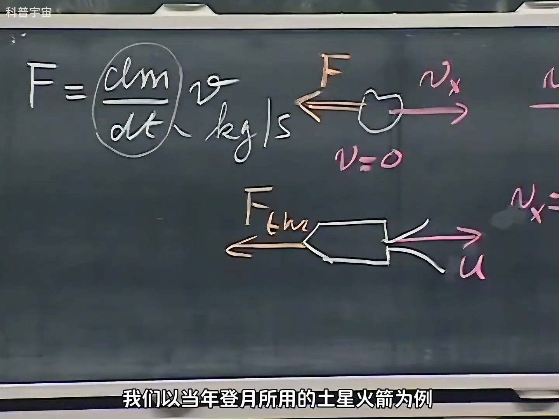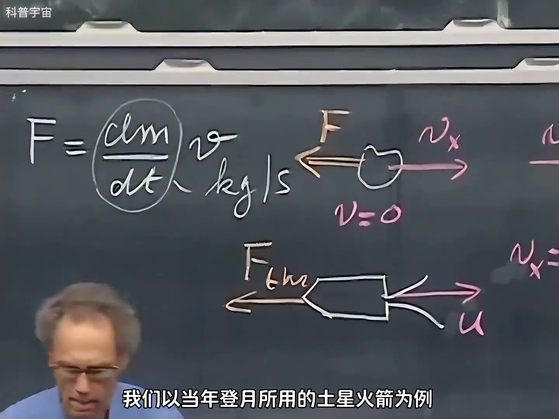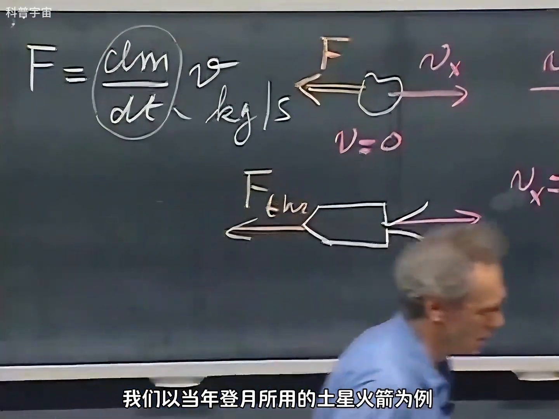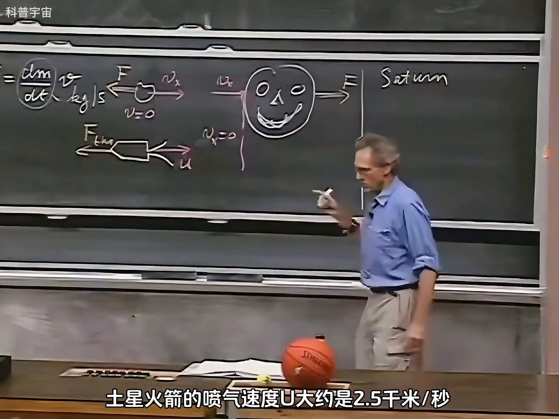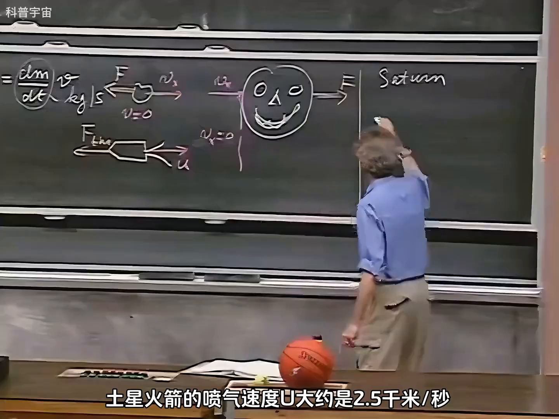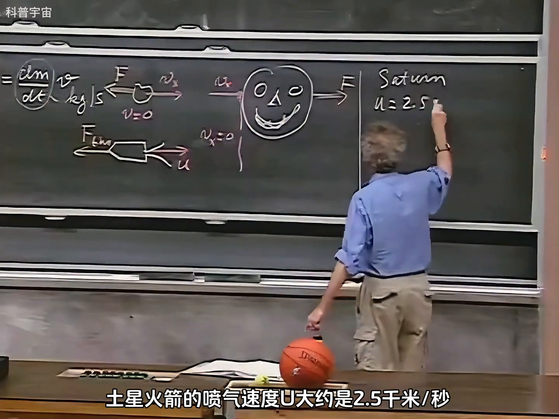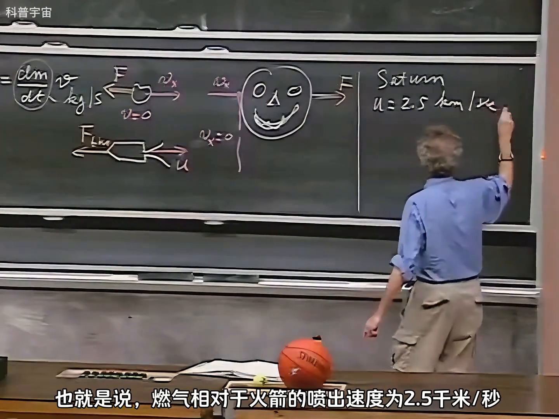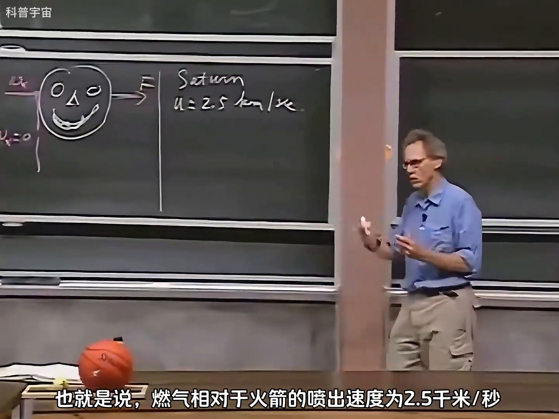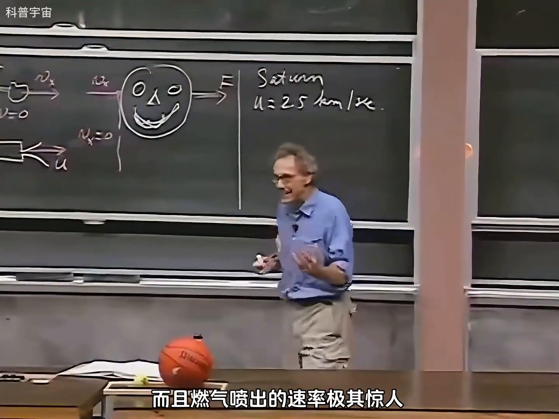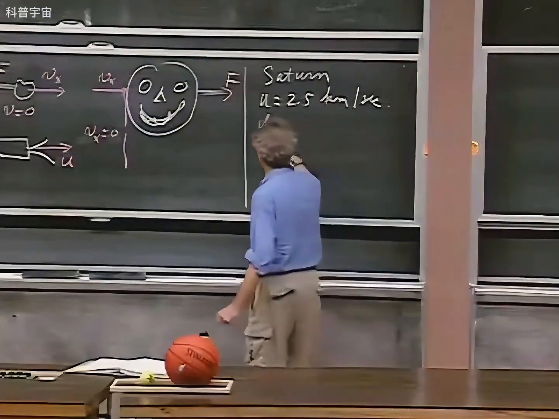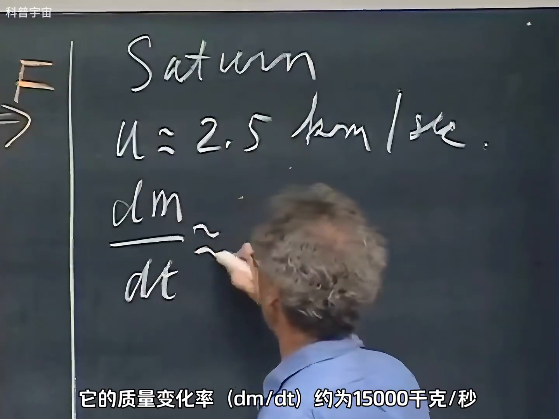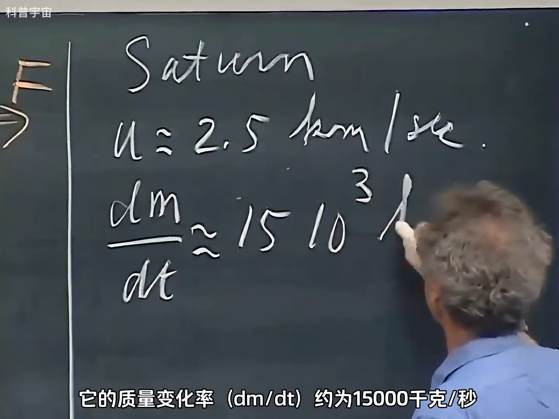If we take the case of the Saturn rockets that were used for the landing on the moon. For the Saturn rockets, the speed u was about 2.5 kilometers per second. So the gas came out with 2.5 kilometers per second relative to the rocket. And the rate at which this gas was coming out is phenomenal. 15 tons of material per second. The dm/dt is about 15,000 kilograms per second.